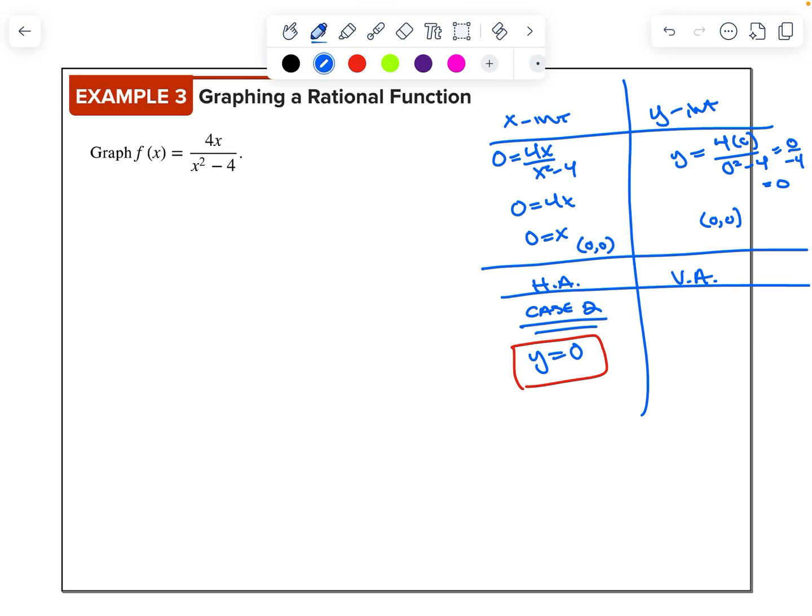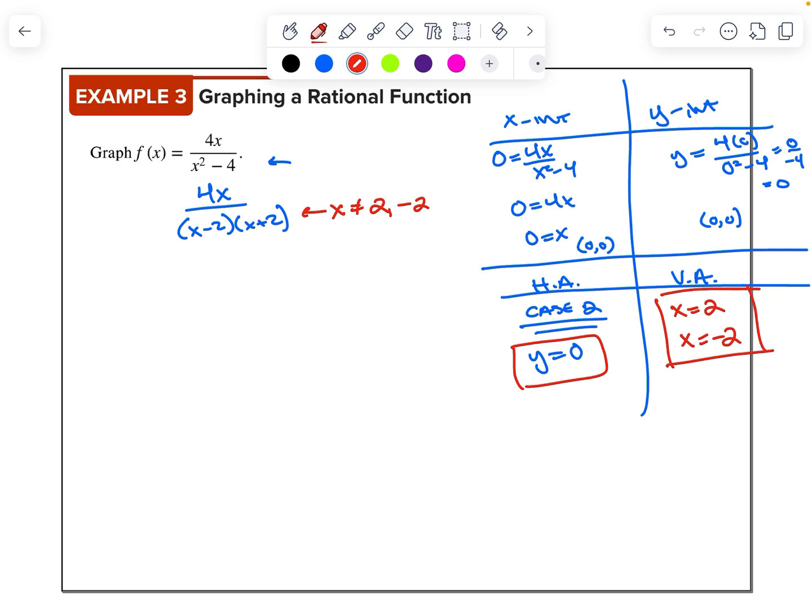Our vertical asymptote, we're looking for things that make the bottom 0. This is actually the same as 4x over x minus 2, x plus 2. Really helps to know those factoring rules. So then x cannot equal 2 and x cannot equal negative 2. Are either of those removable? It happens that they are not. Neither of them are removable. So we have two vertical asymptotes at x equals 2 and at x equals negative 2. Our graph absolutely cannot cross those lines.